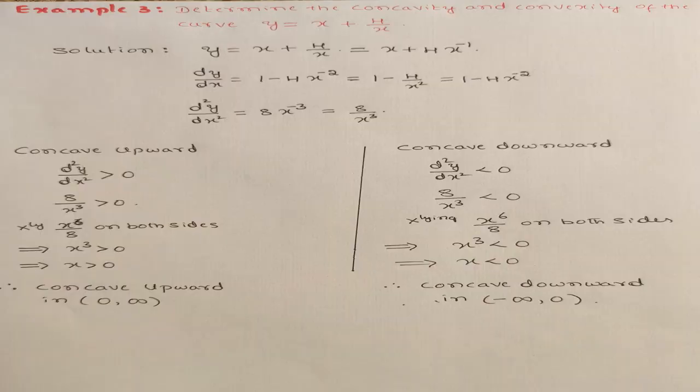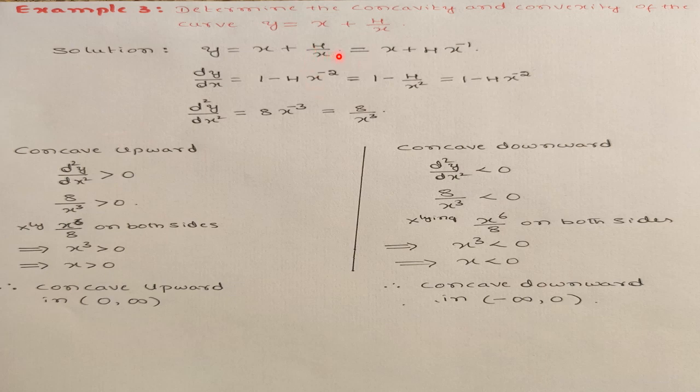Next problem, determine the concavity and convexity of the curve y is equal to x plus 4 divided by x. Here the given function is y is equal to x plus 4 divided by x. As you all know, differentiate this one with respect to x. Differentiation of x is 1 and 4 by x differentiation is minus 4 by x square.